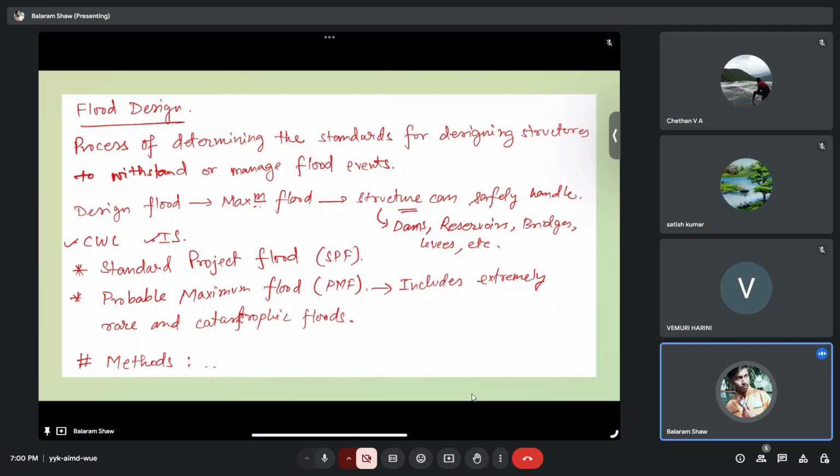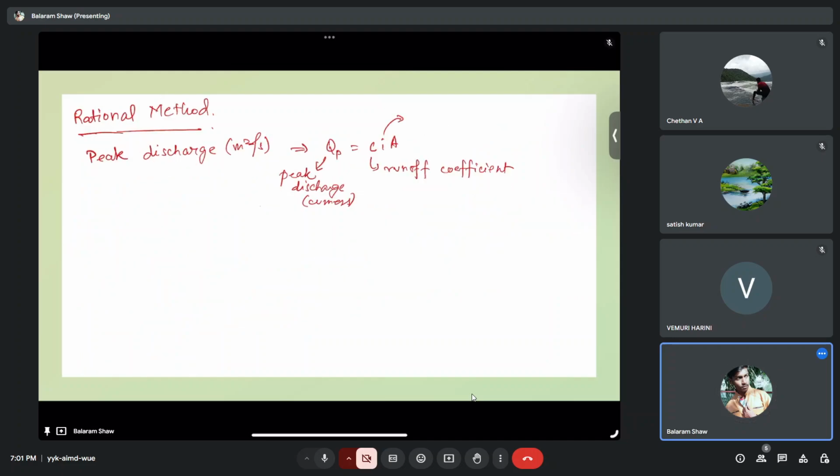Where C is a runoff coefficient. QP is the peak discharge, so we will take that as flood. This is in Qmax, or meter cube per second. Then what is I? Can anyone tell me? I is the mean precipitation intensity.